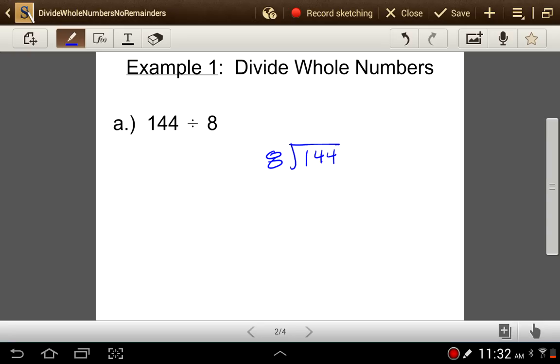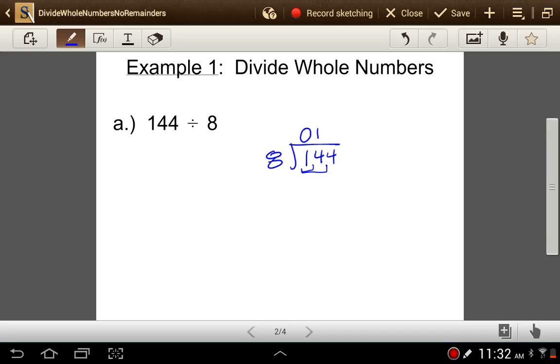Now I divide. 8 goes into 1. This is how many times. How many times does 8 go into 1? It does not go into 1, so that's a 0. Then I look at the next number, and that was 1 digit. Now I'm going to extend that to 2 digits. How many times does 8 go into 14? Well, 8 can only go into 14 once. Twice would be 16, and that's too much. So it can go into 14 once.